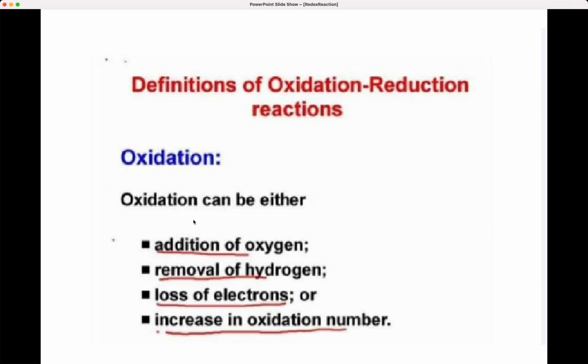Now, how can you define oxidation? Oxidation can be any one of these four. First, it can be addition of oxygen or removal of hydrogen, and it can be loss of electrons or increase in oxidation number. So, just remember these 4 points about oxidation.